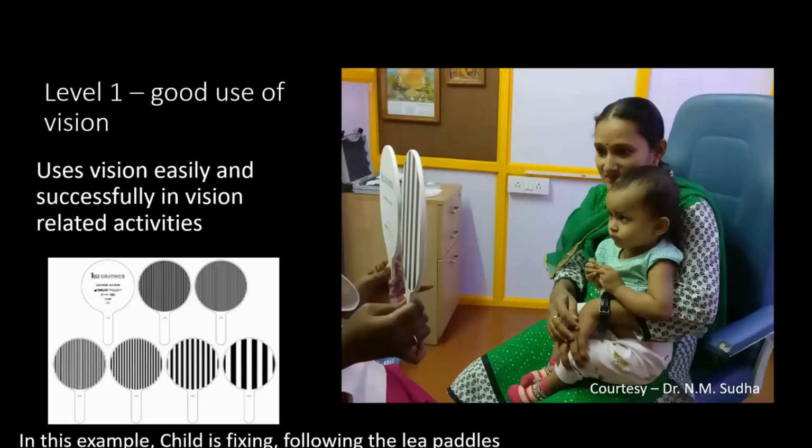So this is an example of level 1, where the child is comfortably seated on the mother's lap. The therapist is trying to show Lea paddles. So it is a preferential looking test to test visual acuity in a child which is pre-verbal or not gone to school yet. So this is an image of the different Lea paddles. It is a black and white strip giving the highest contrast, and the black and white strips decrease in width, which means the visual acuity is increasing, further tested. And in this picture, the child is nicely looking at the paddles, trying to follow the paddles, which is good as per her age.